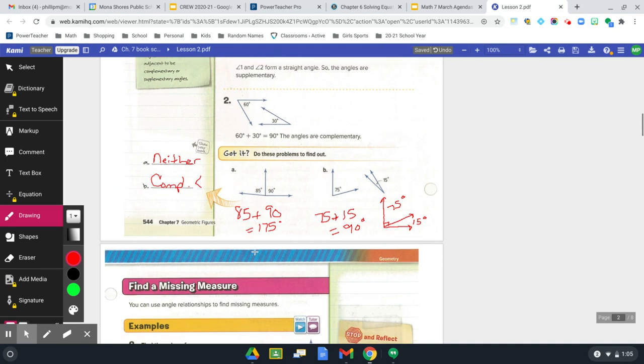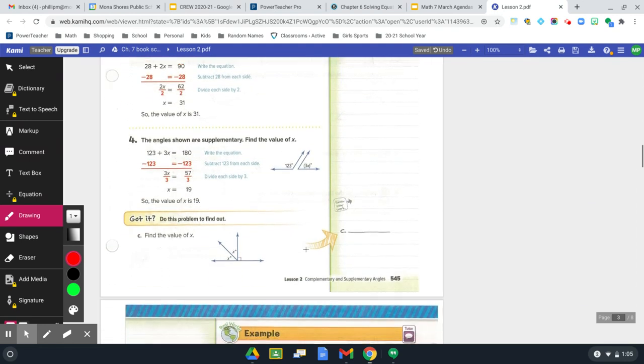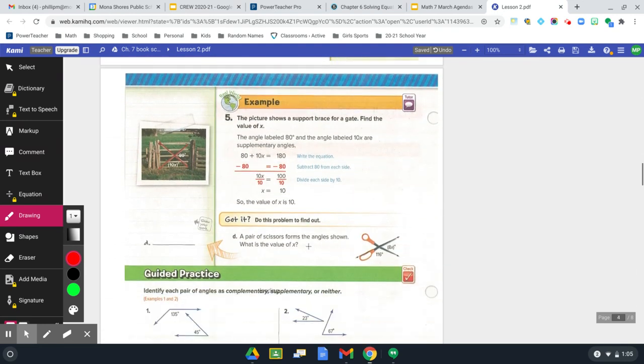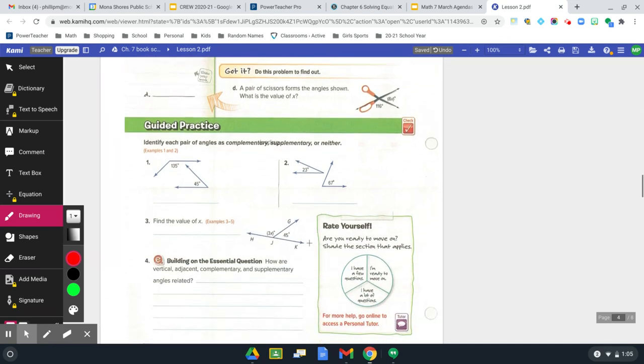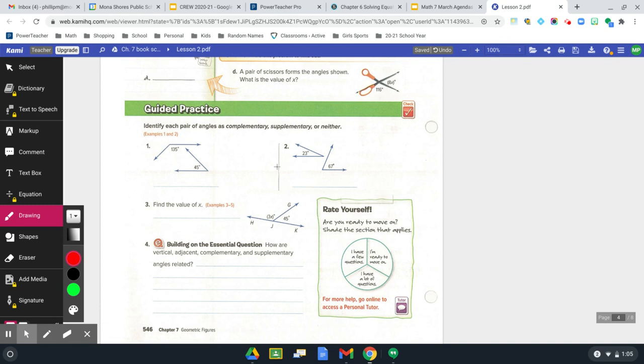All right, let's try a couple more. So we're going to scroll down and keep going. Let's look at the guided practice on 546. Number 1 and number 2, same thing. Identify each pair of angles as complementary, supplementary, or neither.